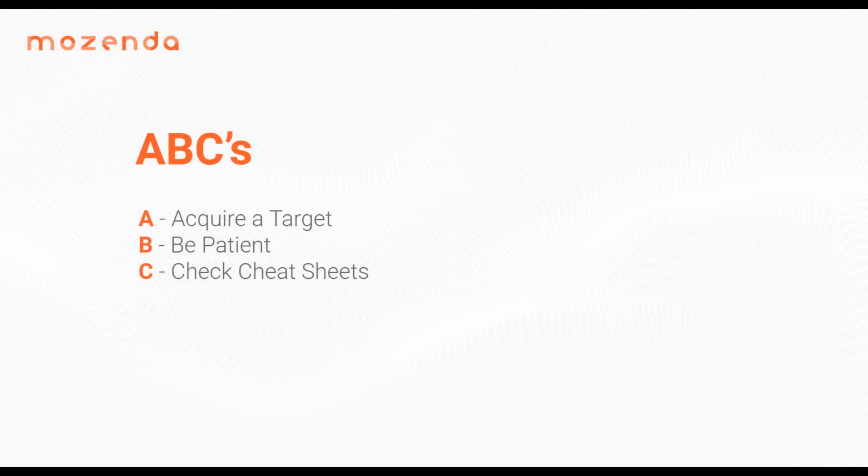With the ABCs, we do have some that are applicable to regular expression. First, acquire a target. Always decide where you want to get your information. Yeah, what are you trying to get? What are you trying to capture? If you don't know what you're getting, it's hard to know what you're going to capture, and it's hard for you to figure out how to add it to Mozenda to make it worth your while.